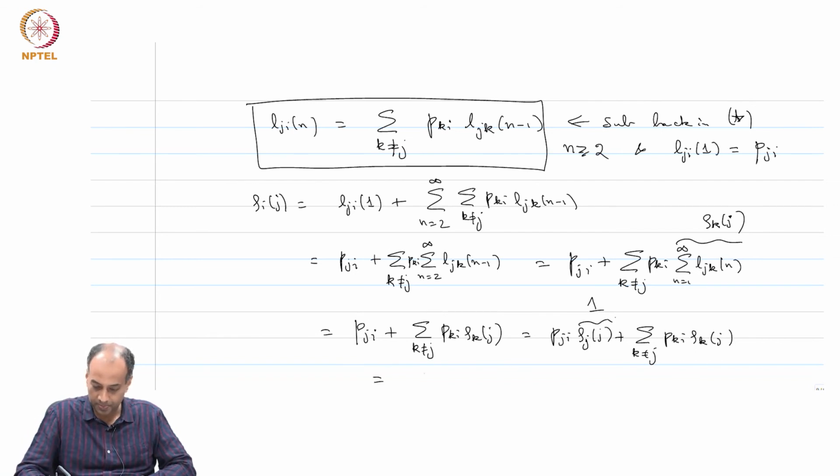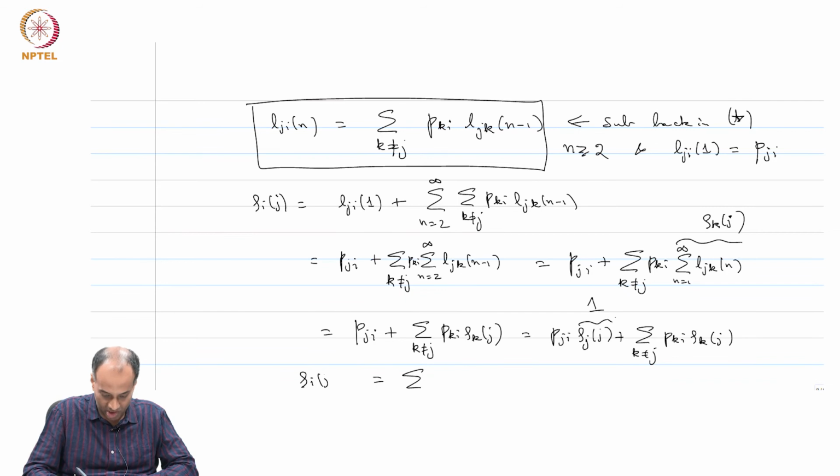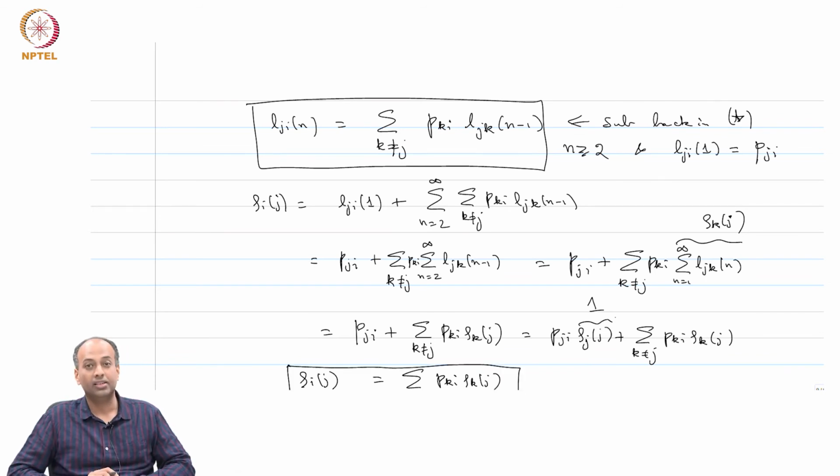This just turns out to be the sum over all k, sum over all states. So I have ρ_i(j) equals the sum over all the states of p_ki ρ_k(j), and that is really just saying that ρ(j) is equal to ρ(j) P.